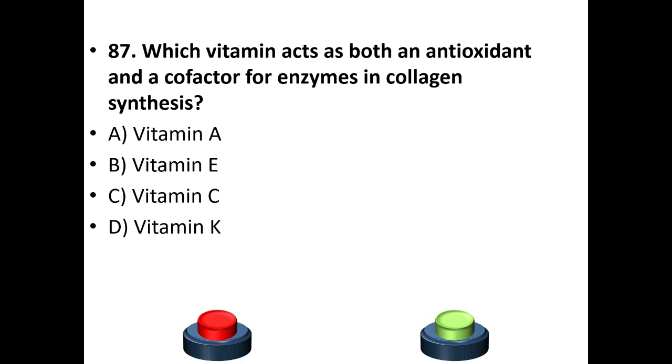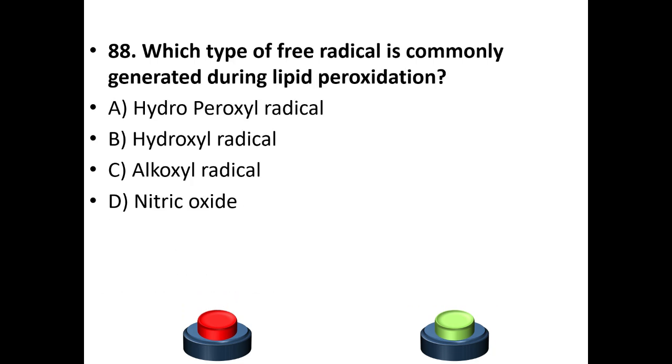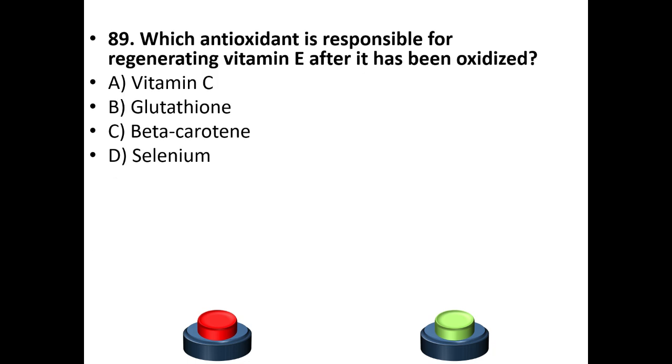87. Which vitamin acts as both an antioxidant and a cofactor for enzymes in collagen synthesis? Vitamin A, E, C, K. Which is the answer? Your answer is C. Vitamin C. 88. Which type of free radical is commonly generated during lipid peroxidation? Hydroperoxyl radical, hydroxyl radical, alkoxyl radical, nitric oxide. Which is the answer? Your answer is hydroperoxyl radical.